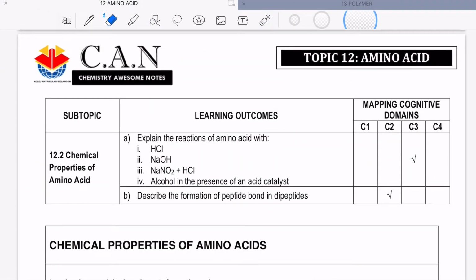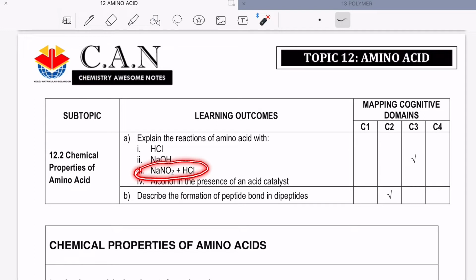Hi, in this video we're going to explain the chemical properties of amino acids. There are four reactions that you're going to see that can react with amino acids. This was only in your syllabus, but actually there is more to it. We are going to see the reaction between amino acid with HCl, with sodium hydroxide, with NaNO2 and HCl.